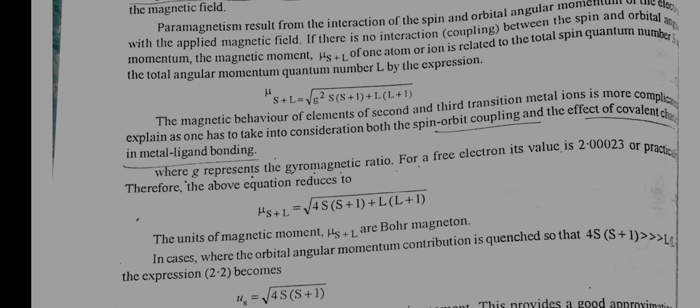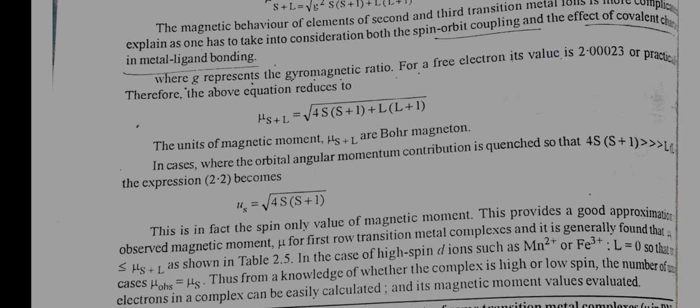in metal-ligand bonding, where g represents the gyromagnetic ratio. For a free electron, its value is 2.00023, or practically 2. Therefore, the above equation reduces to mu of S plus L is equal to under root 4 S of S plus 1 plus L of L plus 1. The units of magnetic moment mu of S plus L are Bohr magneton.